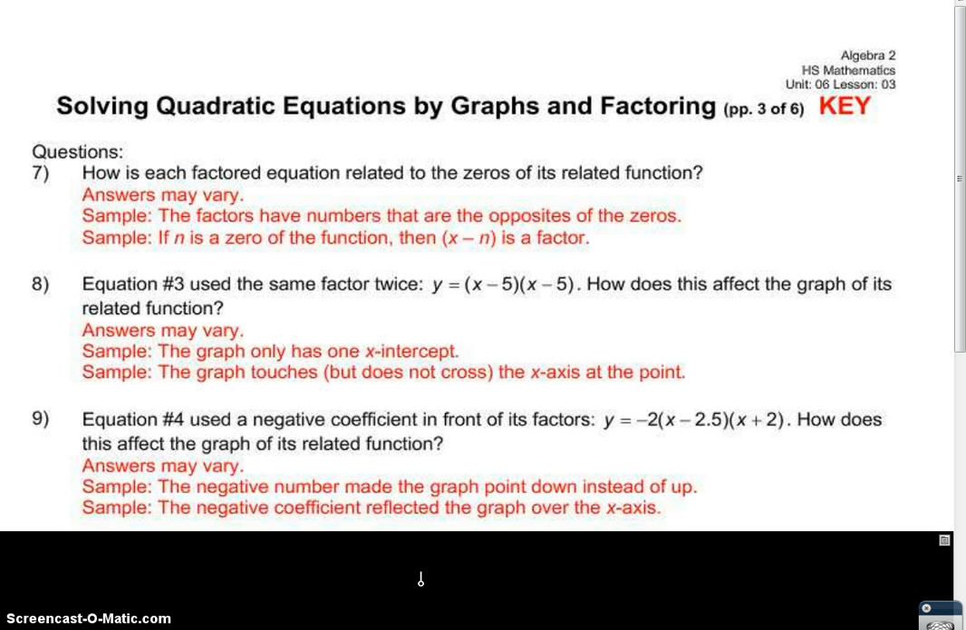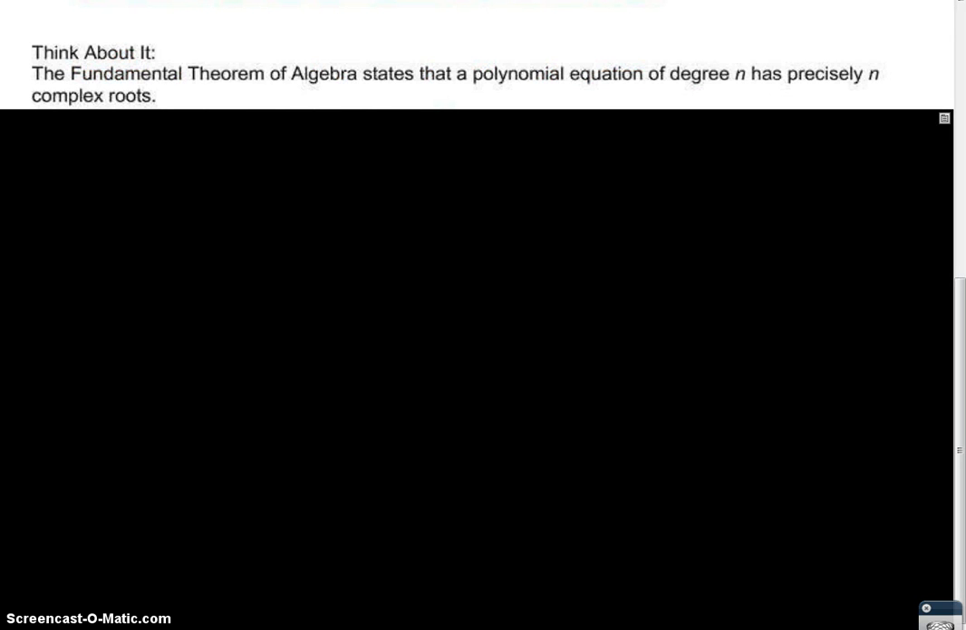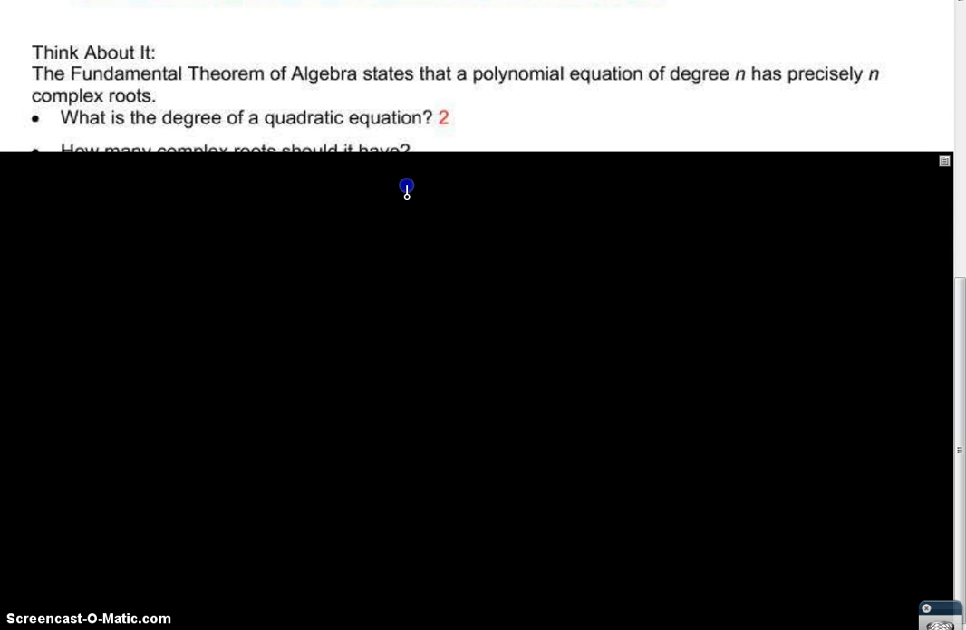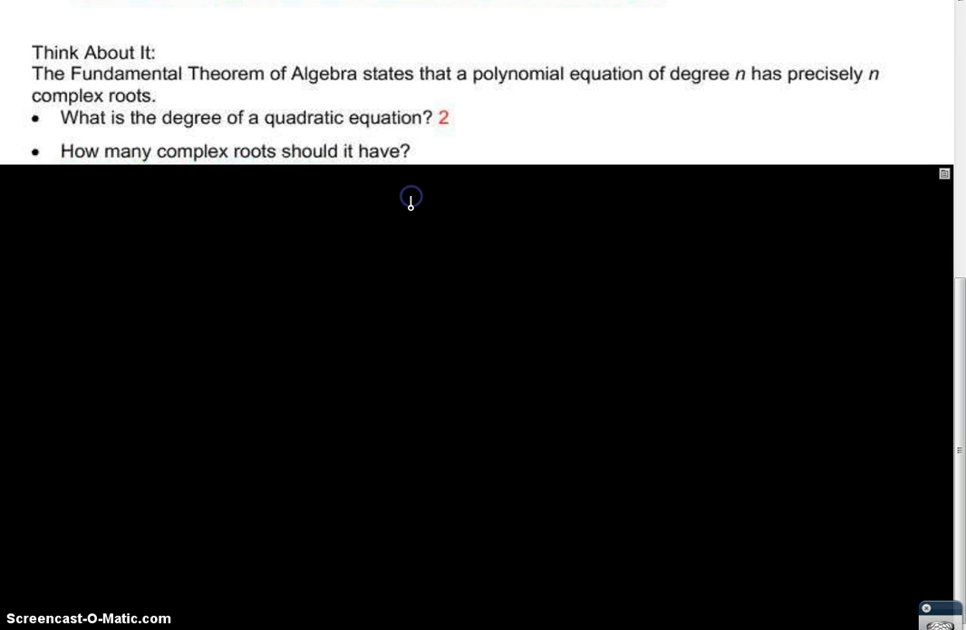Okay, so let's look a little bit further down. Okay, think about it. The fundamental theorem of algebra states that a polynomial equation of degree n has precisely n complex roots. So what's the degree of a quadratic equation? Remember, a degree is the highest exponent that we have in the equation. So you should have said 2. So if my degree is 2, how many complex roots should I have?